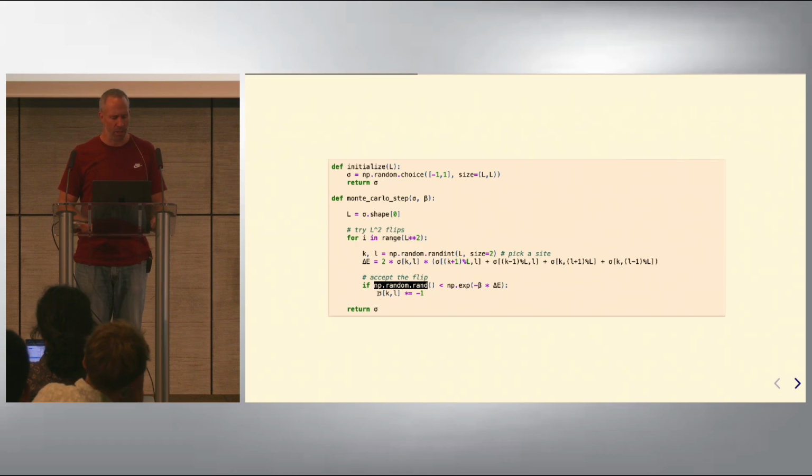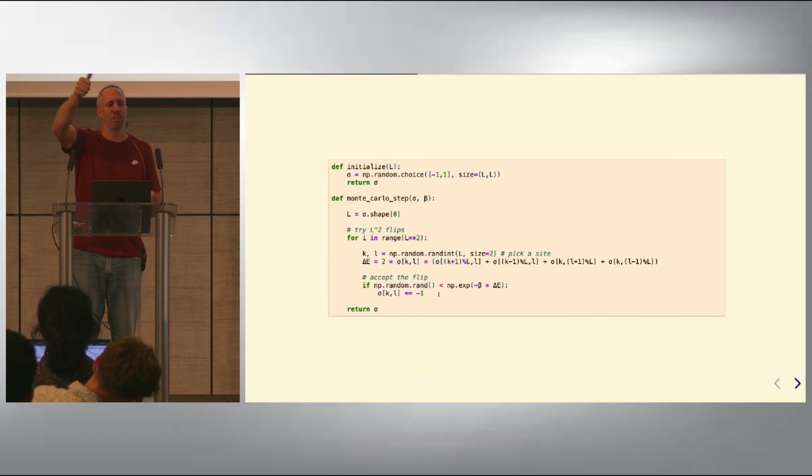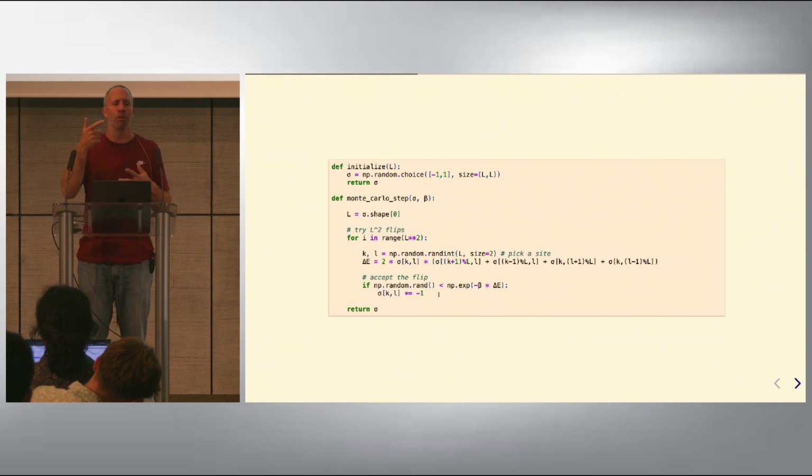Okay? And if so, I flip the spin. If not, I leave the spin unchanged. Okay? Now you see, I'll be flipping one spin at a time if I do this. So it's conventional in the Ising model to consider that a Monte Carlo step is doing this L squared times.